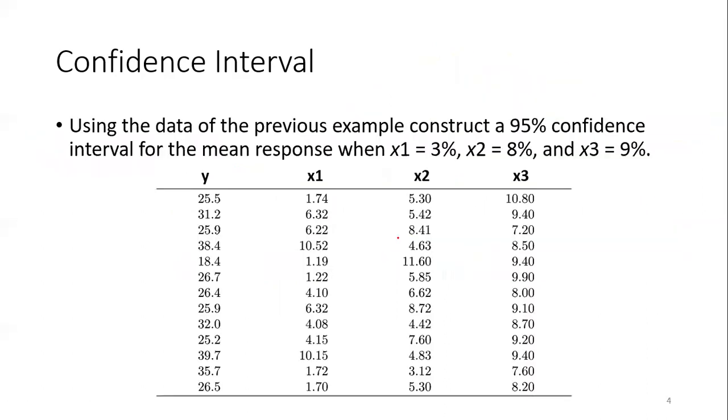Remember our example. This is my previous example. It says, please construct a 95% confidence interval for the mean response when meat is 3%, when vegetables is 8%, and when the spices are 9%.